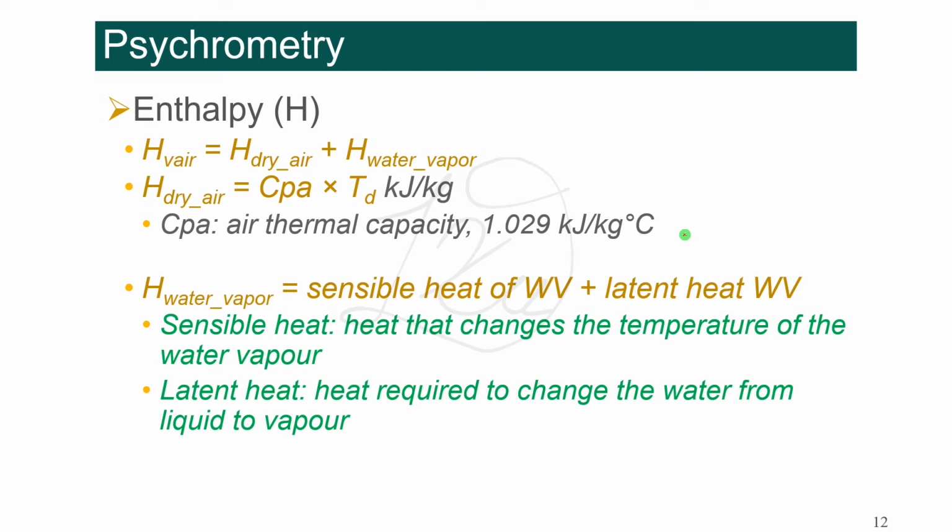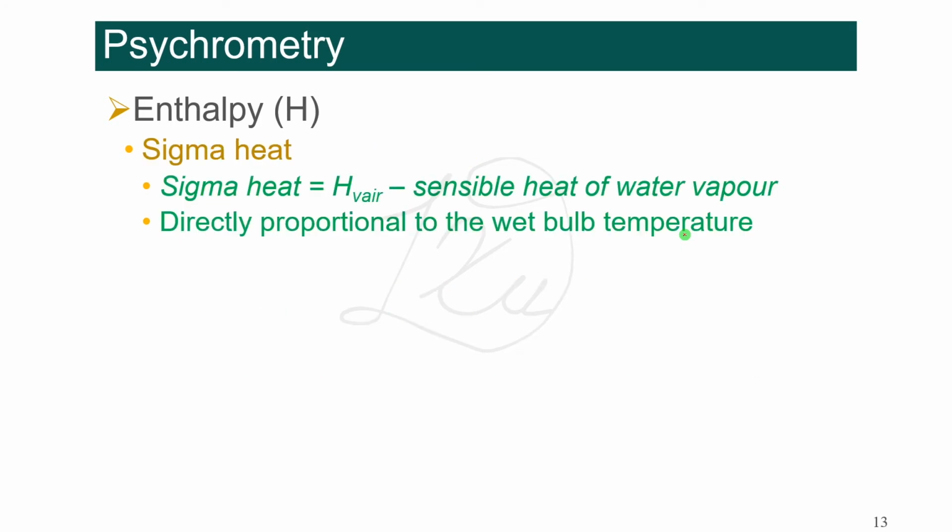Enthalpy of water vapor equals to sensible heat of water vapor plus latent heat of water vapor. The sensible heat is the heat that changes the temperature of the water vapor, and the latent heat is heat required to change the water from liquid to vapor. Sigma heat equals to enthalpy of air mixture minus sensible heat of water vapor. Sigma heat is proportional to the wet bulb temperature.